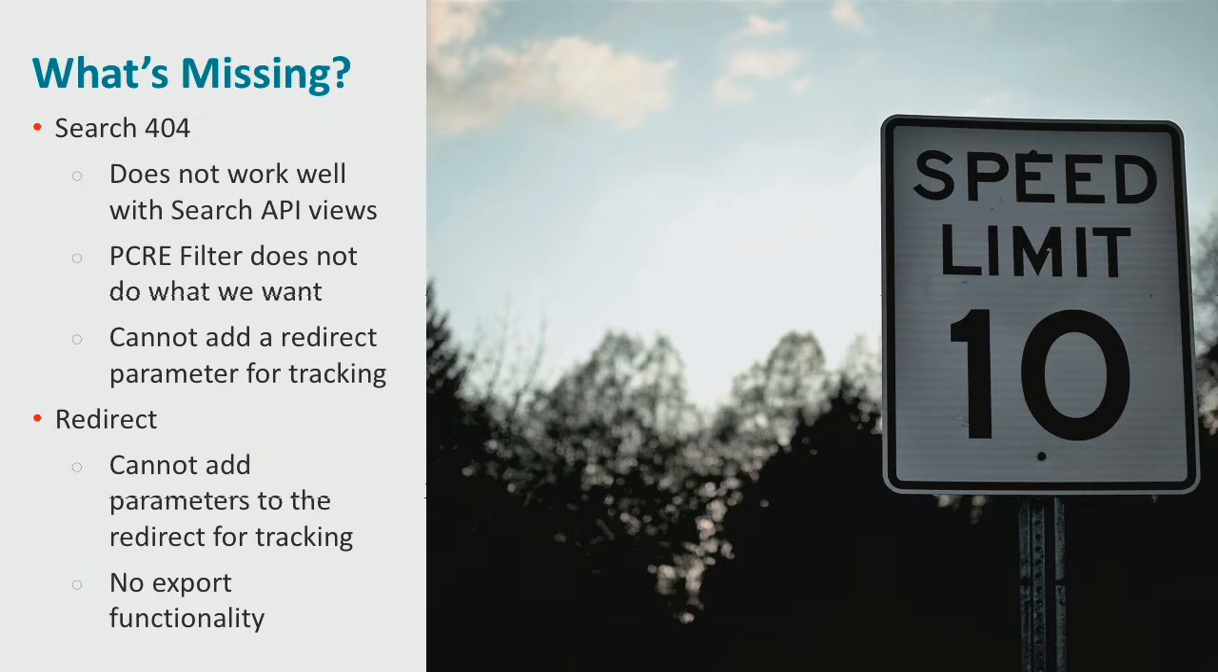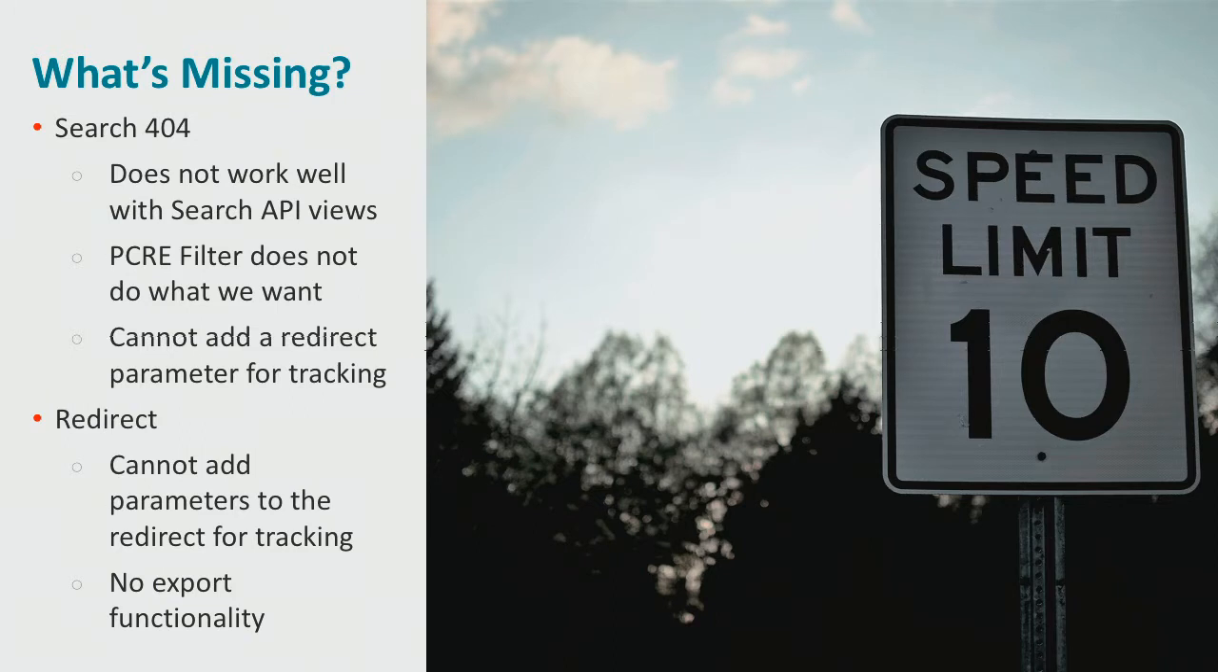The PCRE filter, which again doesn't really mean a lot to a lot of people, is in the Search 404 module, and it enabled you to take patterns out of your URL that you didn't want included when it was doing these searches. So for instance, if you had the word search in there, you could actually exclude that, so it's not performing a search on that word search.